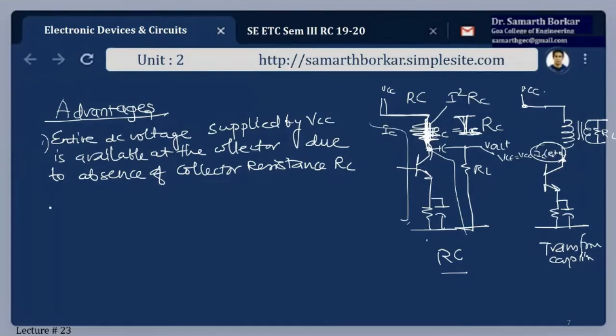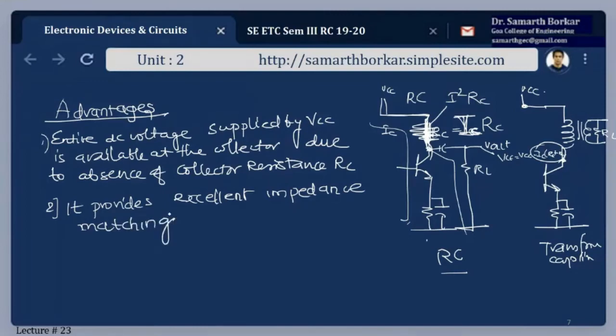Secondly, it provides excellent impedance matching. The last element in the circuit will be the speaker, and we have discussed it. The speaker has say a resistance of 4 ohms. Now if I can match these 4 ohms with the output of this transformer, then maximum power transfer is possible.